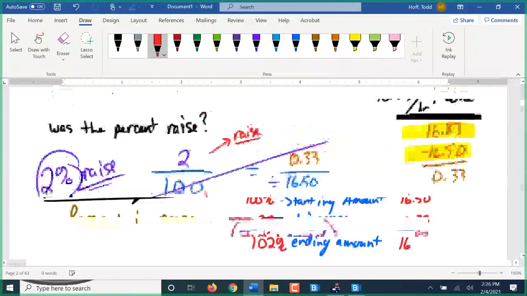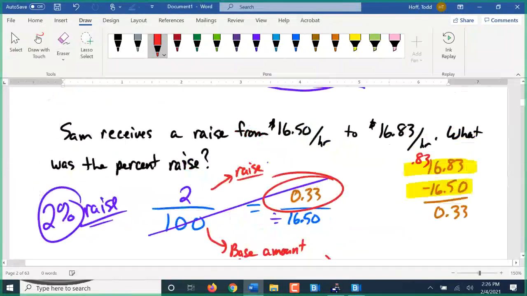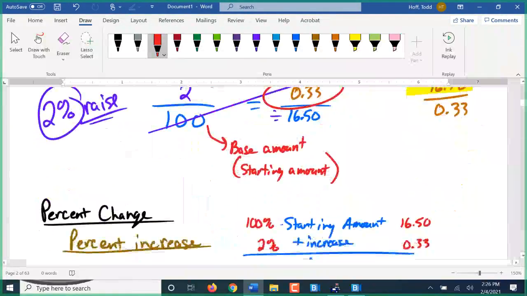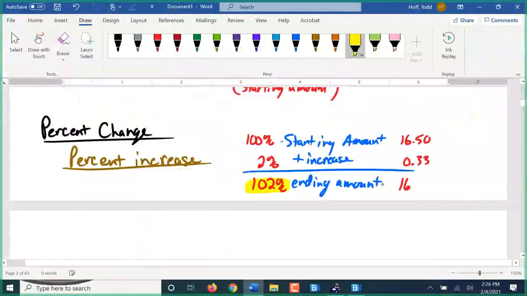If we had put 1683 in here and cross multiplied and divided, we would have got 102. 102% in this case is not an incorrect amount. It's just representing something other than what we're looking for. The 102% was representing the amount, the ending amount after the raise.